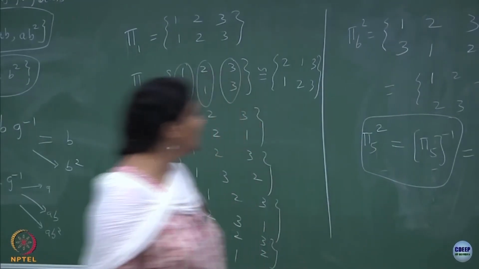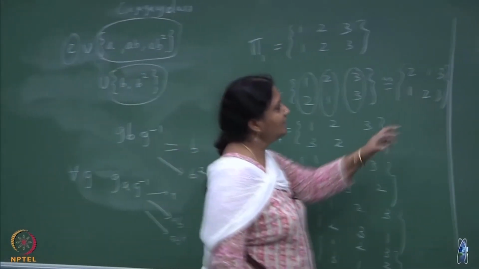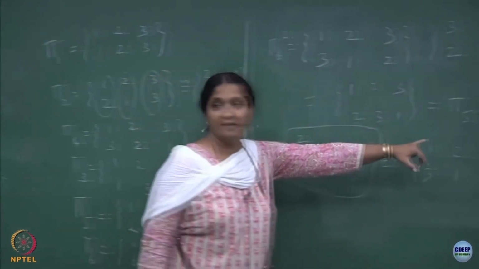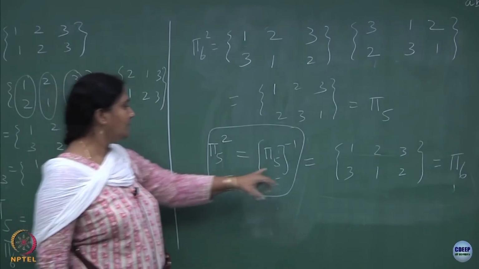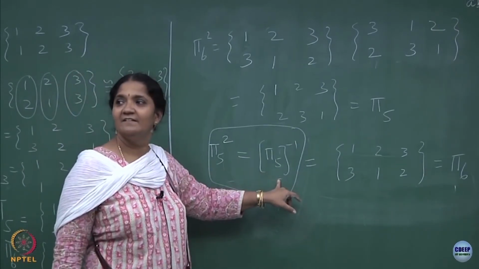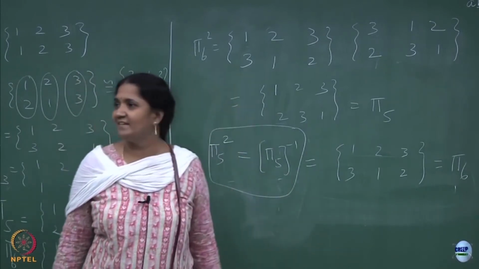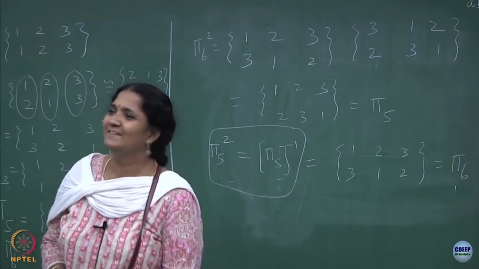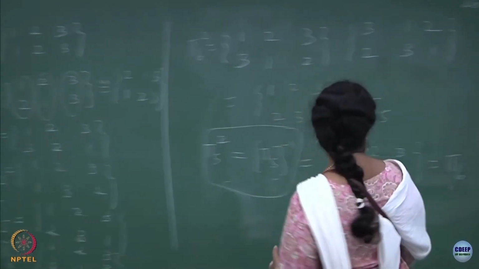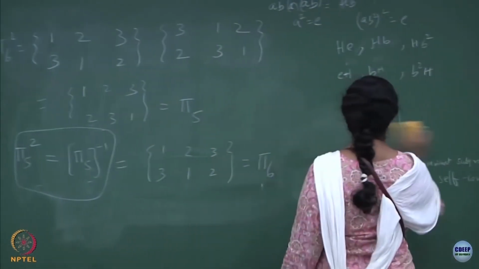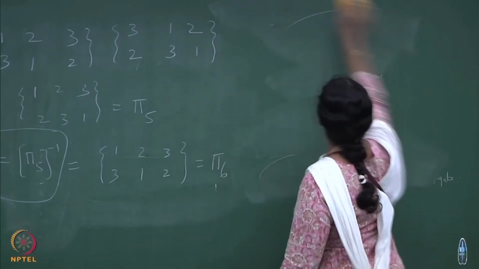So, a couple of things will be really clear to you now: you find pi 6 squared to be pi phi, and also you have pi phi cubed is identity. Similarly, you can also show pi 6 cubed is identity. Now, we can see an isomorphism. What is the isomorphism? Isomorphism between the abstract symmetric group with generators A and B and this one.